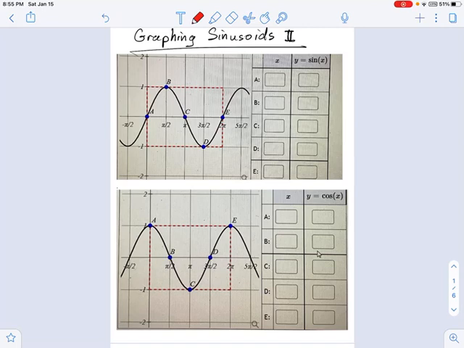This is the second big picture general overview video on graphing sinusoids. This is going to be a little longer and not quite as detailed as the individual homework problems. But I want to give you some basics that will be useful for you as you go into homework 8.2, graphing sinusoids 2. So you'll recognize this from the previous homework problems.